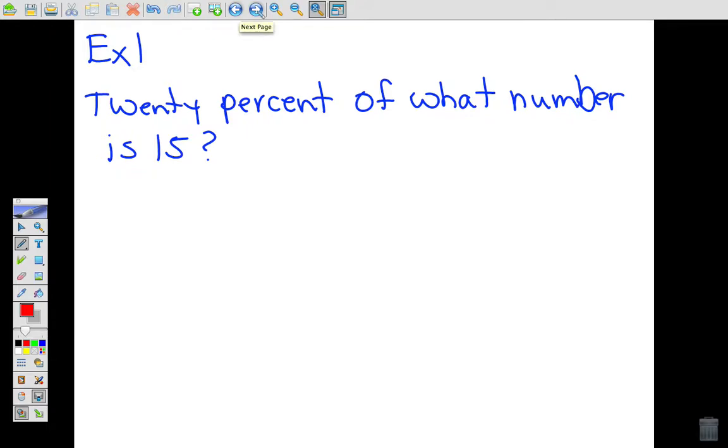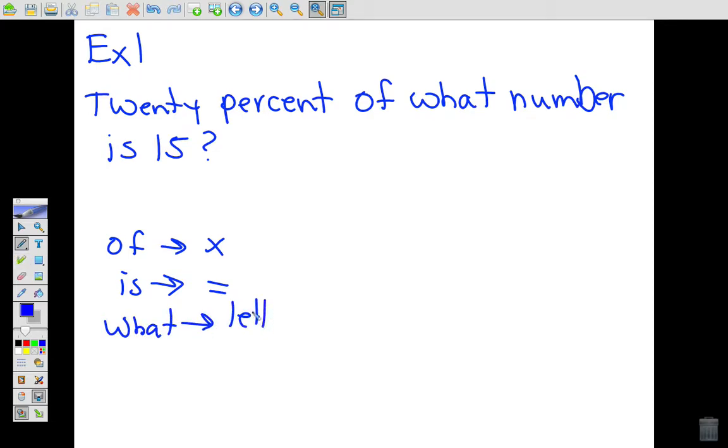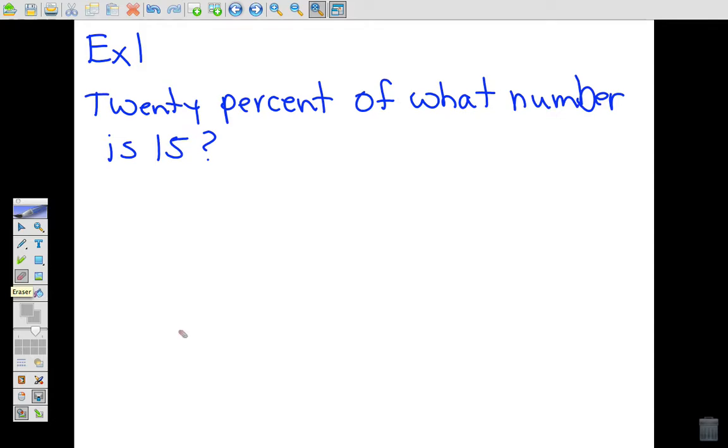Let's take a look at example 1. And as we look at this, you can see why these are very similar to "of what is" problems. So just to review that, remember "of" means we're going to multiply. The word "is" means equal, and the word "what" means that we're going to use a letter or a variable in its place. So make sure you've got that so you can refer back to that. So I'm going to go up to this problem and highlight those key words. So I have of, what, and is.